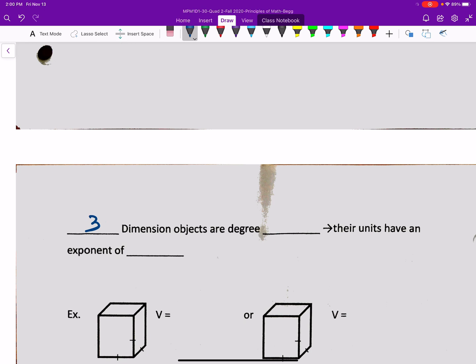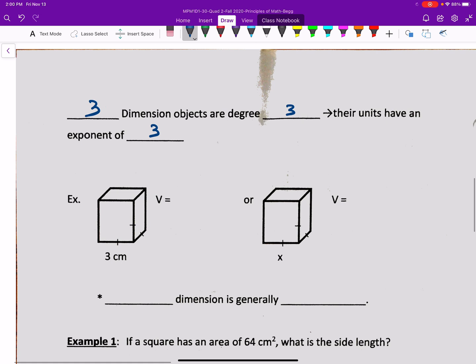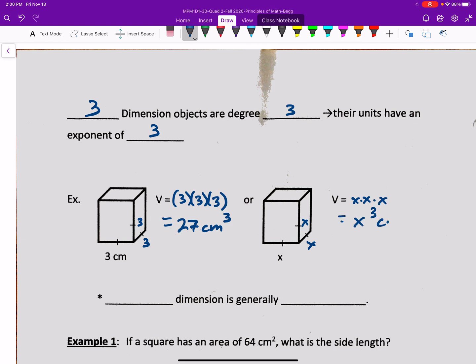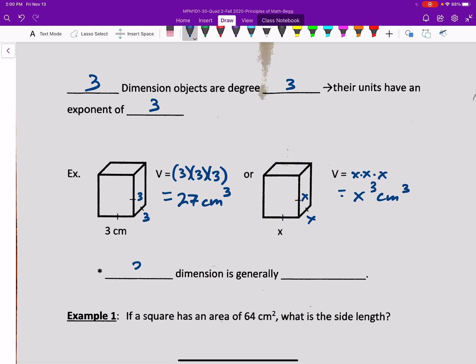And the final one, 3-dimensional objects have degree 3. Their units usually have an exponent of 3. For example, volume is usually in 3, with a cubed exponent of 3. Again, these little lines mean this is a cube, and every side length is the same. So literally, the units would be 3 times 3 times 3, which is 27, so 3 cubed, and these units would be centimeters cubed. This one would be x times x times x, which would be x cubed centimeters cubed. So the third dimension is generally called cubic.